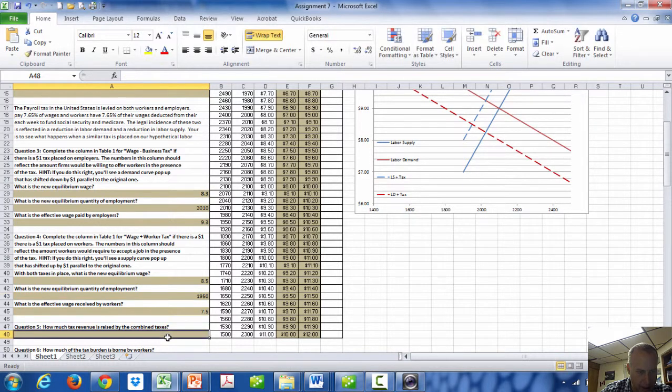Okay, so now the next question says, how much tax revenue is raised by the combined taxes? Well, there's a grand total of $2 in tax being paid for each hour and each employee. For the 1,950 workers, we have $1 being paid on behalf of the employer and $1 being paid on behalf of the employee, so that gives us a grand total of $3,900 in taxes.